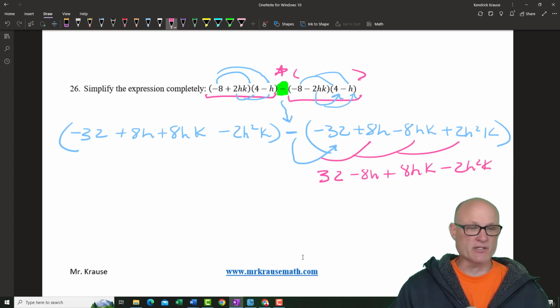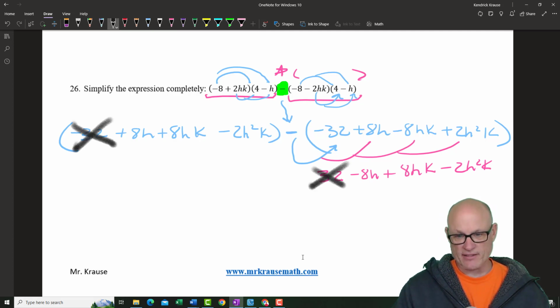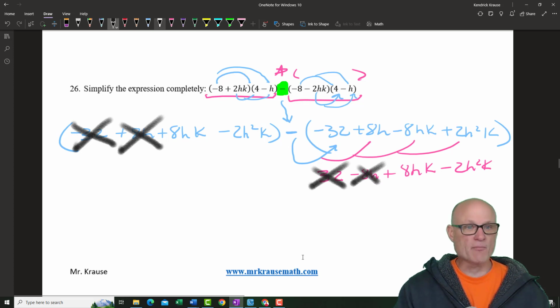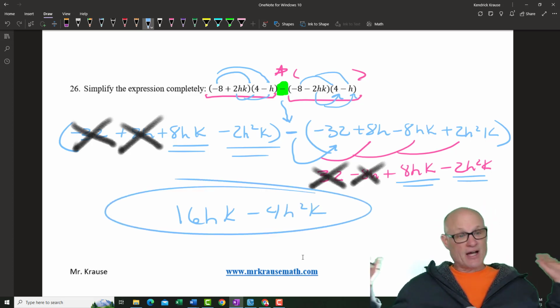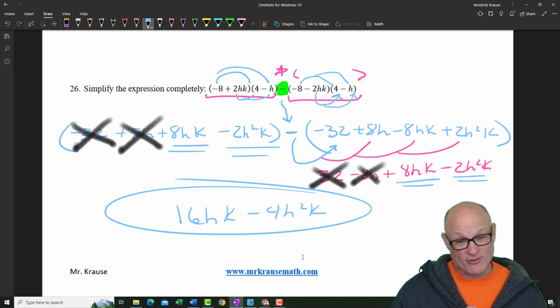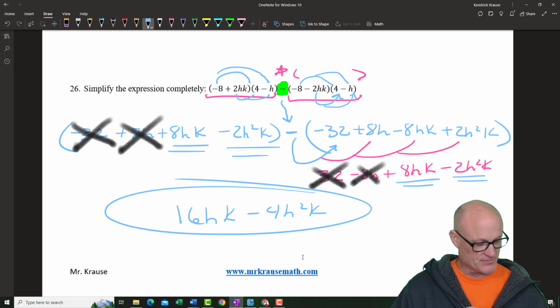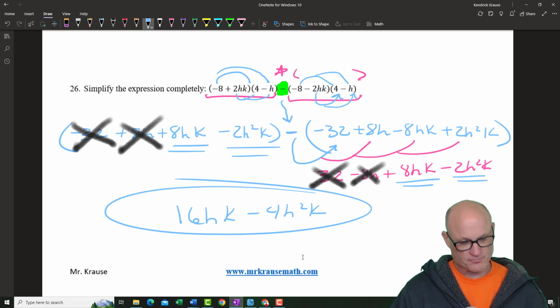And I'm going to combine it with these. Well, if I notice, hopefully I notice, that that cancels with that, and that cancels with that. So what I'm left with is 16hk minus 4h squared k. And that's it. I don't have to do anything else. I've simplified it. Didn't ask you to factor it. Just asked you to simplify it. Don't go crazy and start factoring this thing. All right. 26 is done.